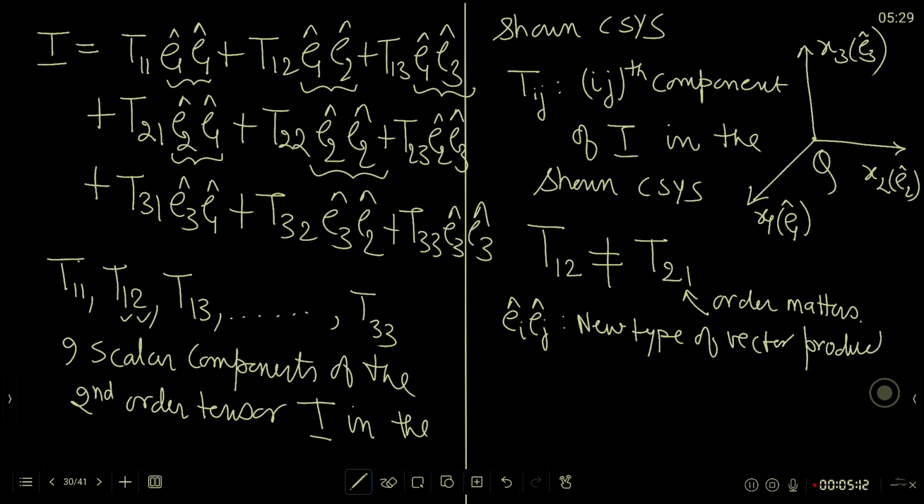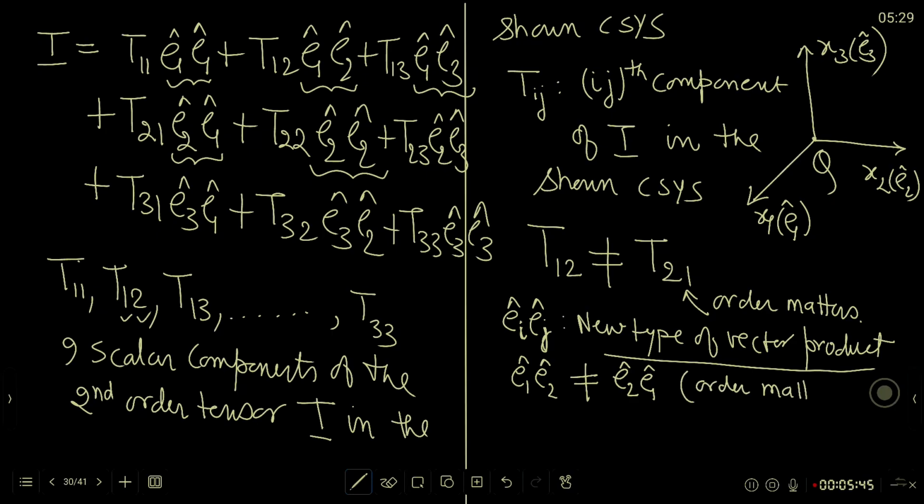So the moment you start talking about a second order tensor, you will have to define a new type of vector product. You have Ei coming first, Ej coming second. Note that this product is not the same as this. Order matters here. Such a product is called a dyad.